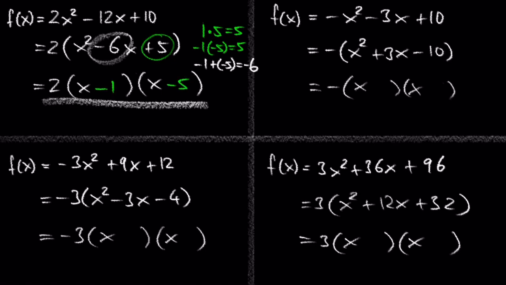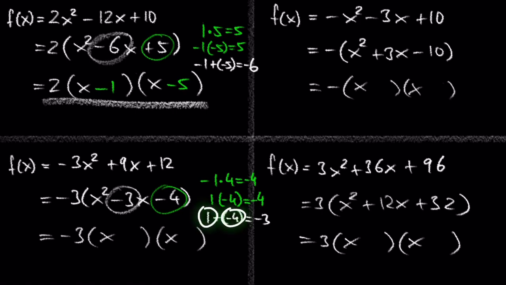In the second example, we are going to find the numbers which, when multiplied together, give us negative 4, and the same numbers added together give us negative 3. I really encourage you to pause the video and find these 2 numbers. Negative 1 times 4 is negative 4, and 1 times negative 4 is also negative 4. But only 1 added to negative 4 gives us the negative 3. So the numbers we are looking for are 1 and negative 4.